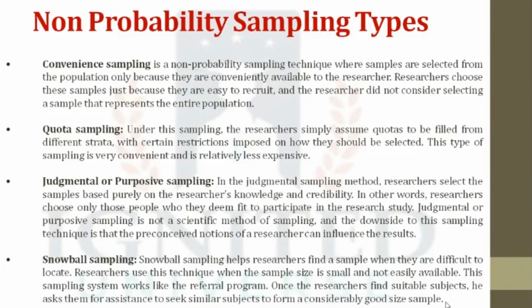So, snowball sampling helps researchers find a sample when they are difficult to locate. Researchers use this technique when the sample size is small and not easily available. As said, this sampling system works like a referral program. These were the different types of non-probability sampling techniques.